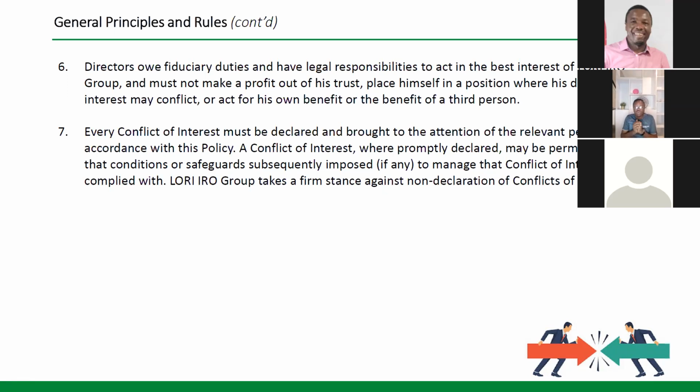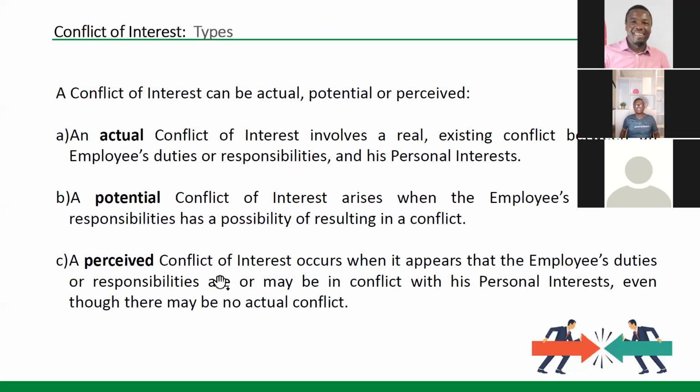A conflict of interest, where promptly declared, may be permitted, provided that you have conditions and safeguards that protect them. Remember the catchphrase: it is conditions and safeguards that protect your employer, not necessarily you, when there is an issue of a conflict of interest. And now we can go to the next slide. Let's talk about the types of conflict of interest that we have. There are basically 3 types of conflict of interest. You can have an actual case of conflict of interest, you can have a potential conflict of interest, and you can have a perceived conflict of interest. So conflict of interest can be either of those 3.